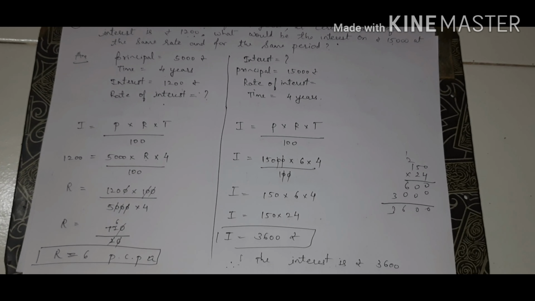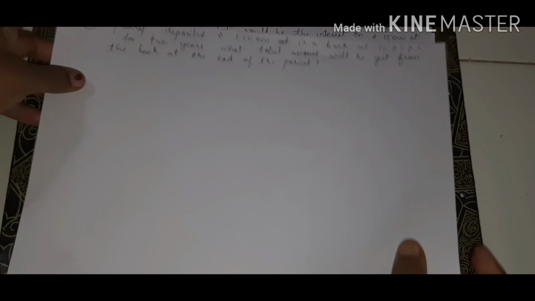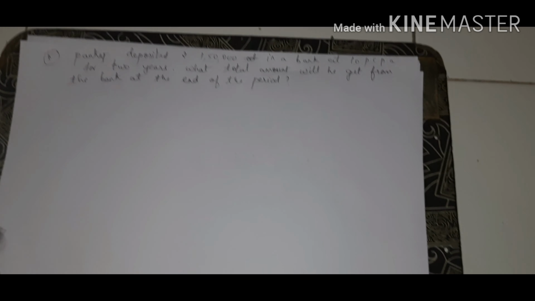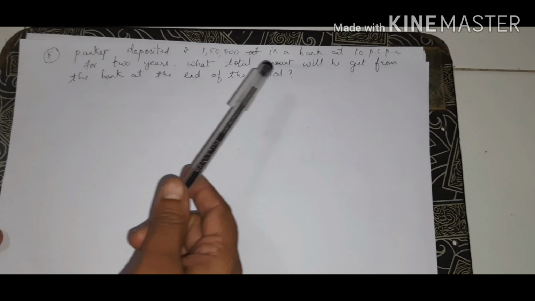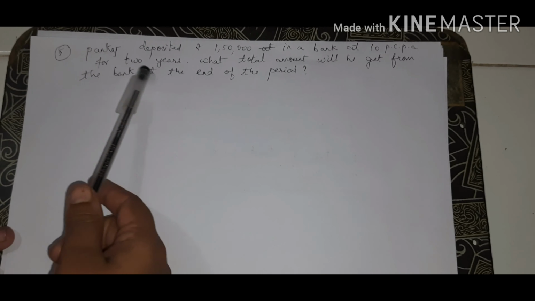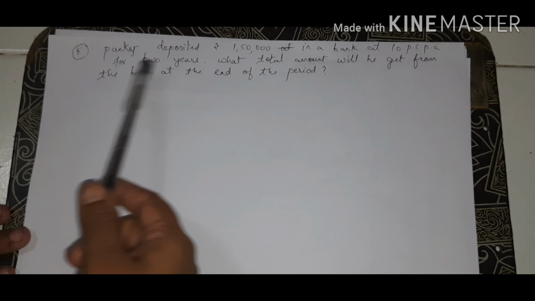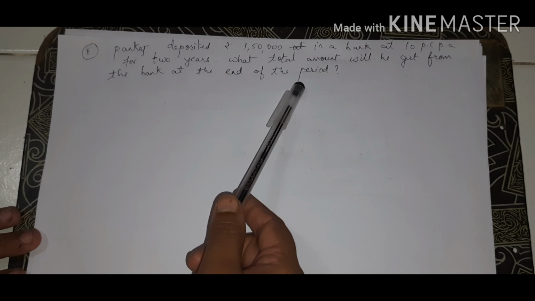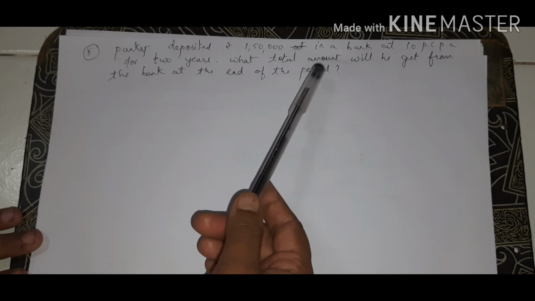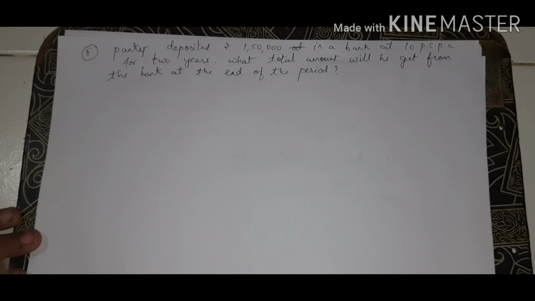Now let's move to one more sum given to us. Fifth last sum of this practice set 40. Pankaj deposited rupees 1,50,000 in a bank at 10 PCPA for 2 years. What total amount will he get from the bank at the end of the period? So here we have to find out two things again. First the amount we have to find, but before that we have to find the interest also.